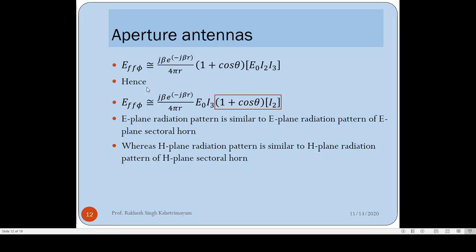So what we can see is that the phi component of the electric field in the far field for the H-plane radiation pattern of the pyramidal horn antenna will be decided by 1 plus cosine of theta times I2. And it can be observed that this H-plane radiation pattern is very similar to the H-plane radiation pattern of the H-plane sectoral horn antenna. You can also plot this radiation pattern and observe that it is very similar to the radiation pattern of the sectoral horn antenna.